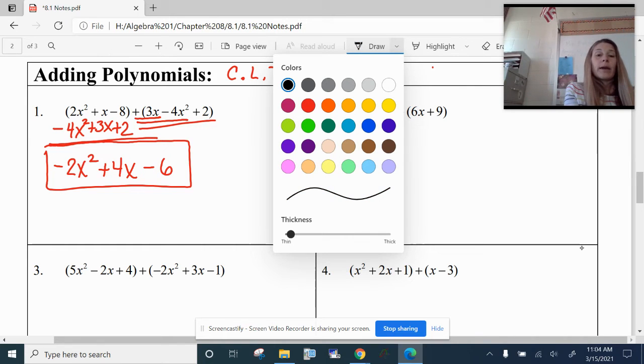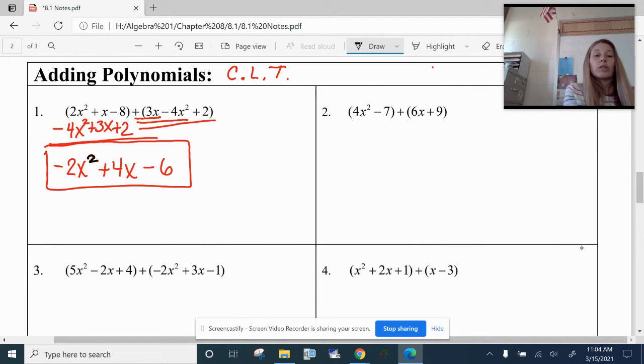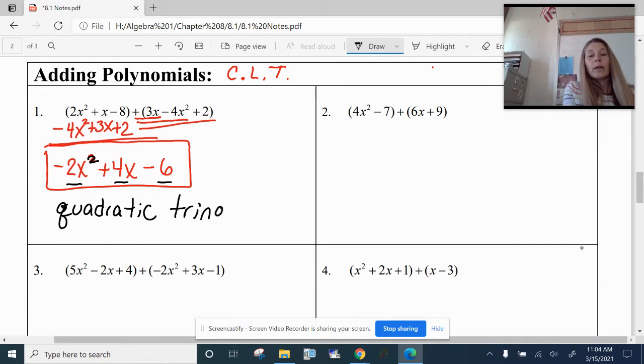And then I want to classify this. I'm going to classify it according to the degree, which is 2, right? So this is a quadratic. And then there's 1, 2, 3 terms here. So that will be a quadratic trinomial.